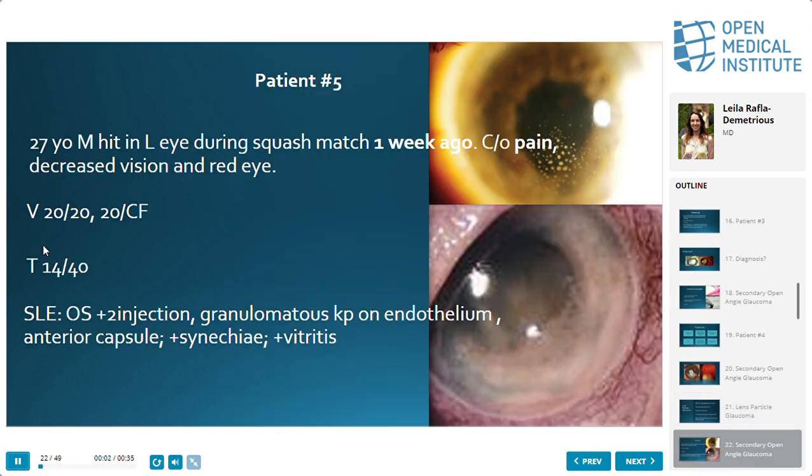So our next patient is a young man who was hit in the eye during a squash match a week ago, and now he's complaining of pain and decreased vision and a red eye in the eye that he was hit in. His vision is excellent in the right, very poor in the left, with a high pressure in the left eye. And we can see on his exam that he obviously has a red eye. He's got some mutton fat or granulomatous keratic precipitates there. And he has synechiae and a vitritis on exam.